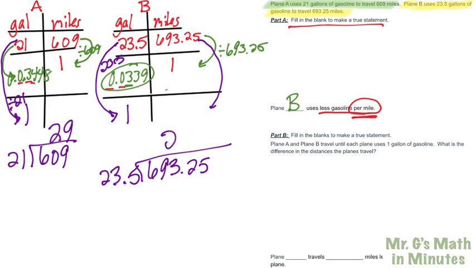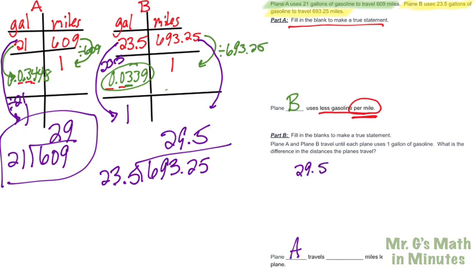And that gives us 29.5. So the question says plane blank travels blank miles less. All right, so let's see what plane travels less. Oh, plane A travels less. Plane A only goes 29 miles, while plane B goes 29.5 miles. So 29.5 minus 29 is going to leave me with 0.5. So plane A goes half a mile less on 1 gallon of gas than the other plane.